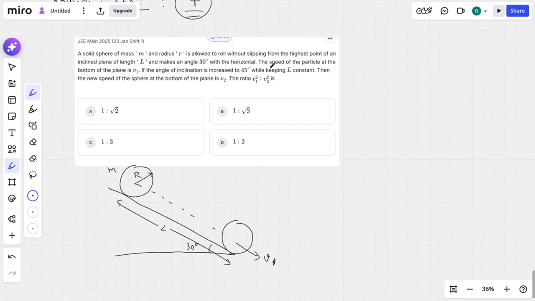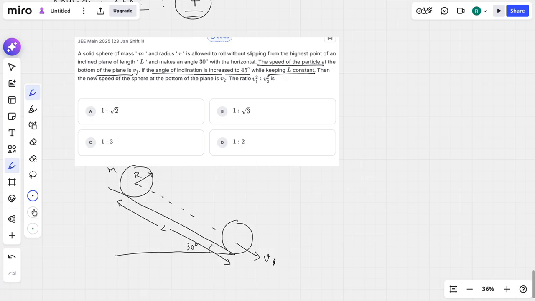Now in the next statement, it is saying that the speed of the particle at the bottom of the plane is v1. In the first case, the speed becomes v1 when the angle of inclination is 30 degree. Now we are changing the angle of inclination from 30 degree to 45 degree and keeping L the same. The new speed of the sphere at the bottom becomes v2.